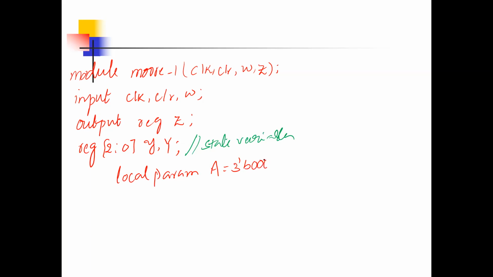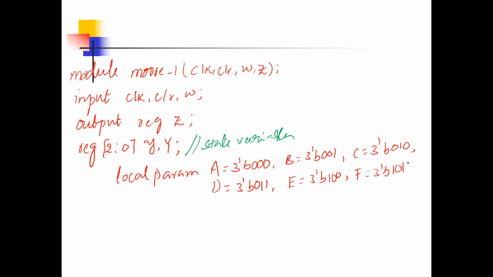0, 0, 0, 3 zeros, comma. What is the B value? 0, 0, 1, comma. What is the C value? 0, 1, 0. What is the D value? 0, 1, 1, comma. And E value is just 1, 0, 0, comma. And F value is 1, 0, 1, and this is the parameter.